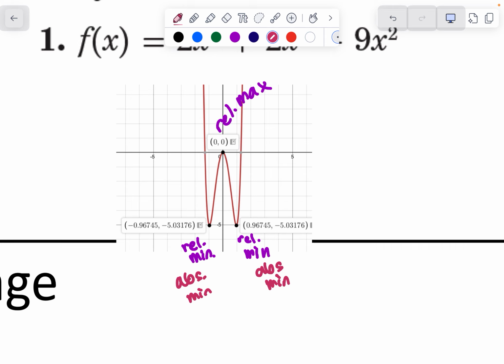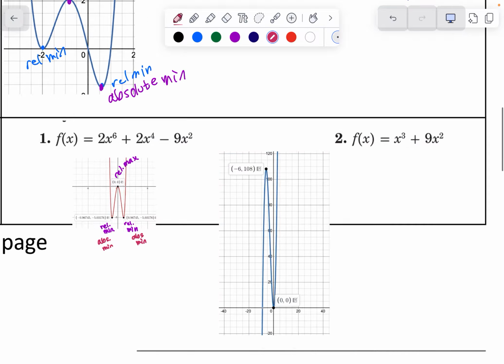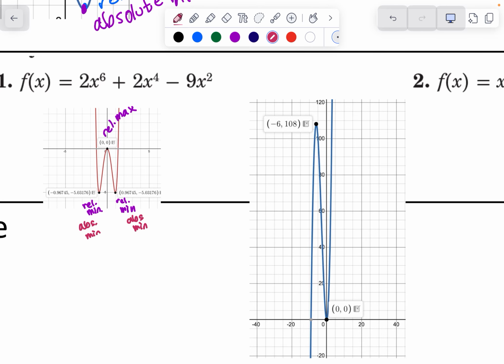Everybody good with that first one? Okay, let's do one more. If you look, this is a hilltop. It's a relative maximum. Can we go higher somewhere in the graph? Yeah, so it's not an absolute max. This one is a relative minimum. It's a valley. Is there somewhere we can go lower on the graph? Yes, so it's not an absolute minimum.